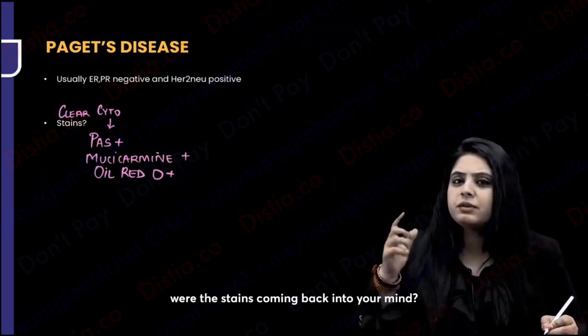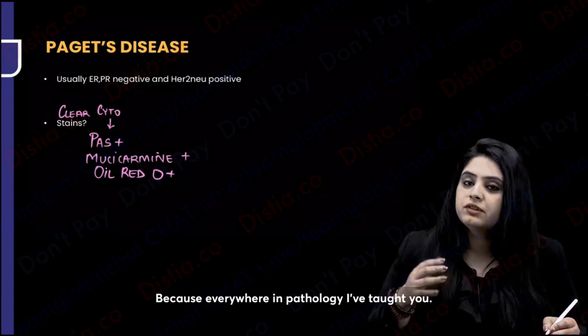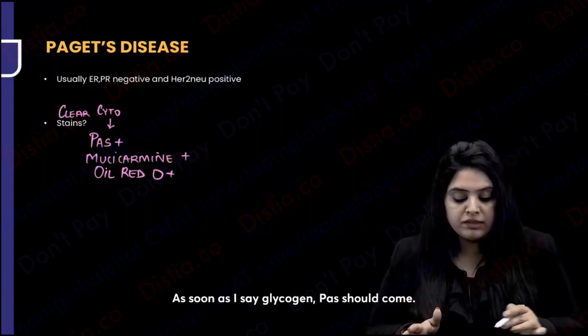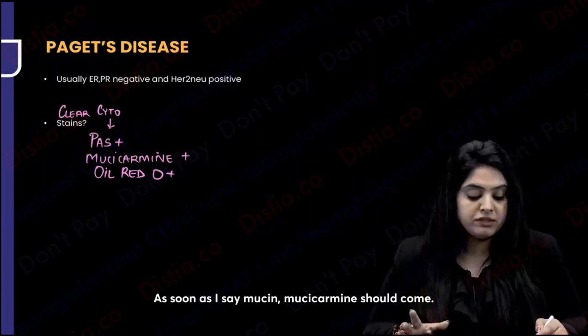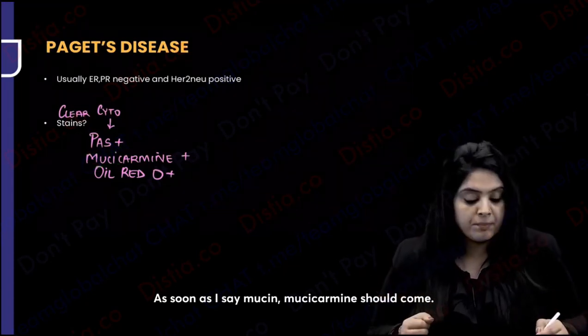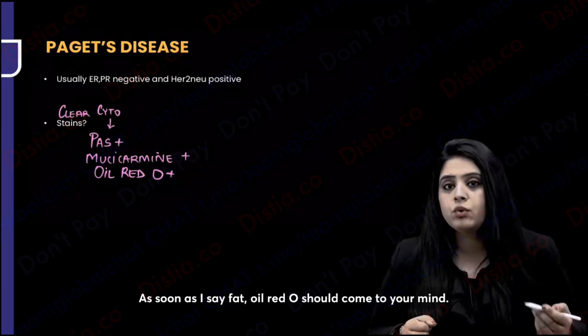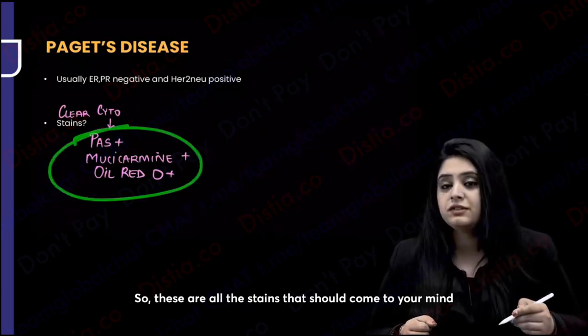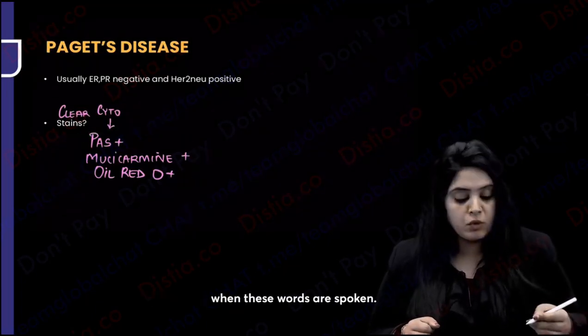As I was saying those things, were these stains coming back into your mind? Because everywhere in pathology I've taught you, as soon as I say glycogen, a PAS should come. As soon as I say mucin, mucicarmine should come. As soon as I say fat, oil red O should come to your mind. So these are all the stains that should come to your mind when these words are spoken.